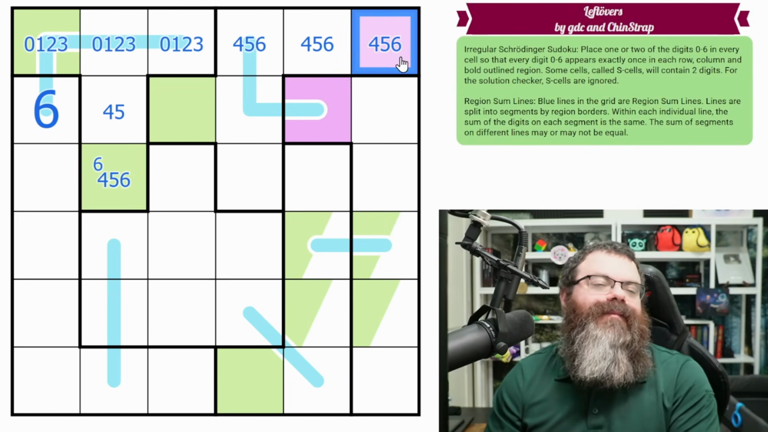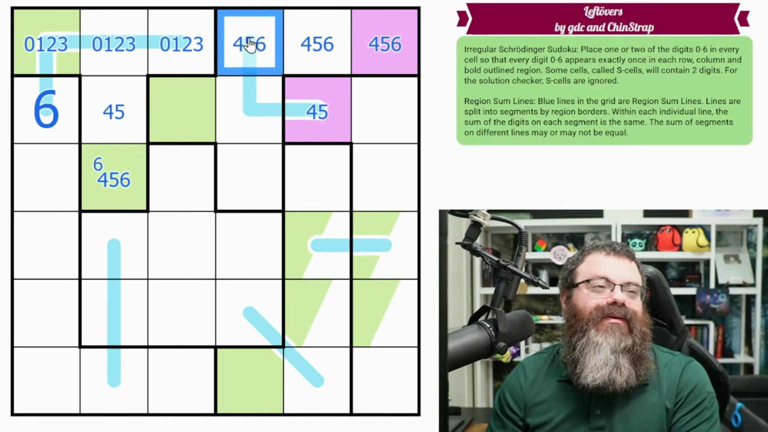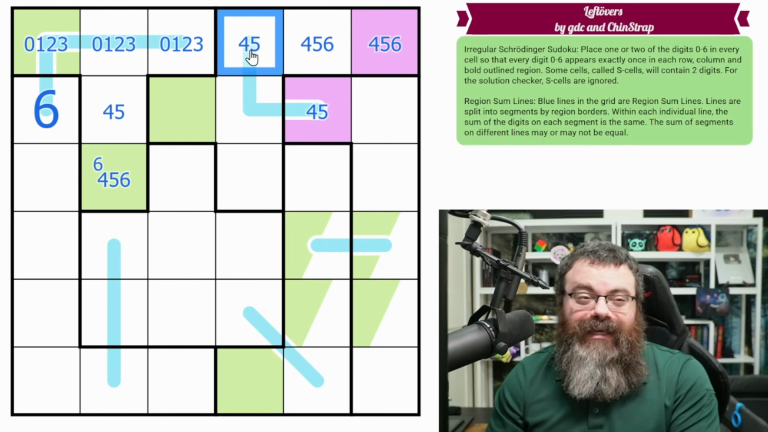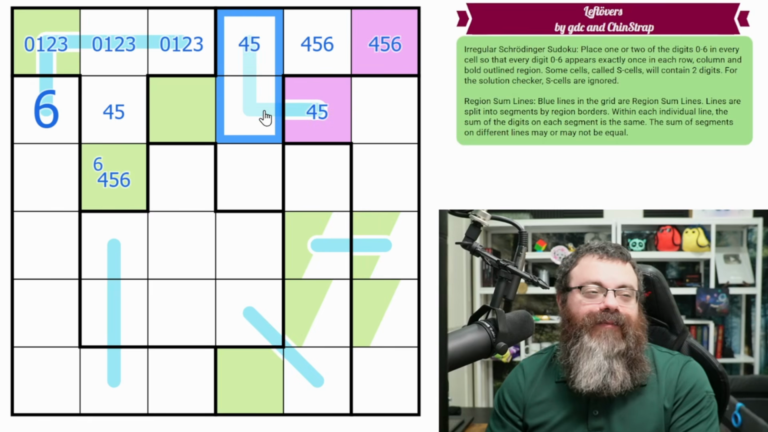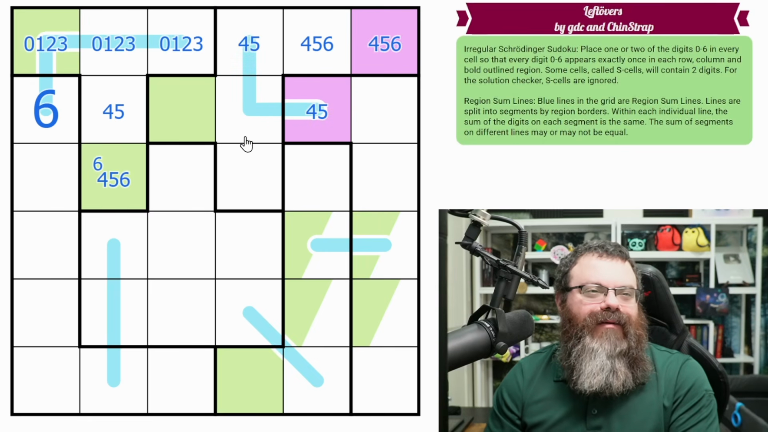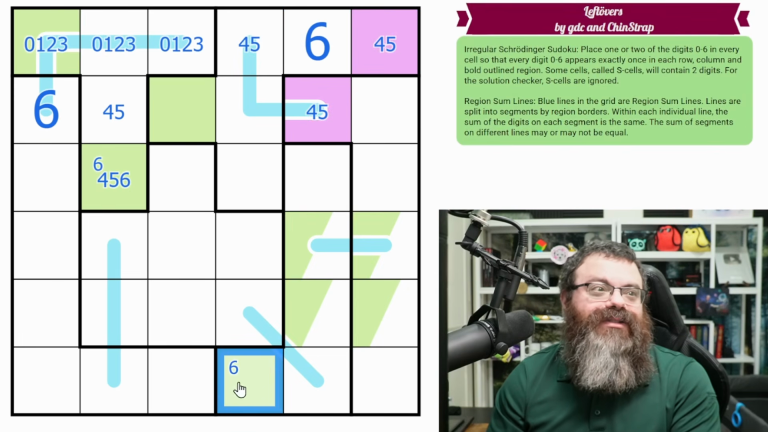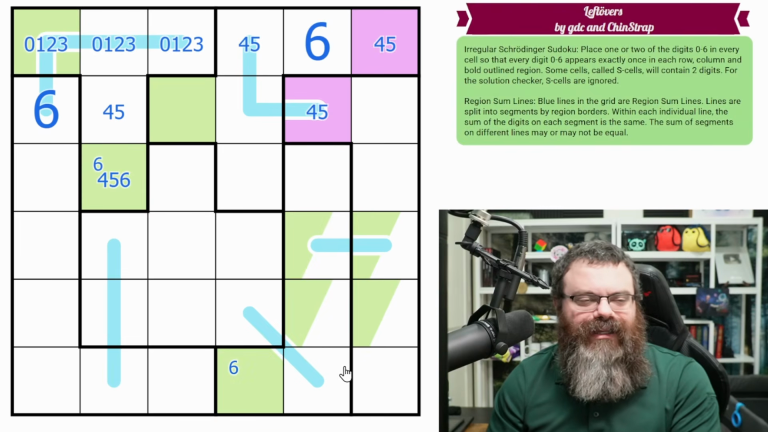I'll use purple for that, meaning this is a 4, 5, 6, but it's not 6. So this definitely can't be 6 because this is the sum of these two, which are not Schrodinger cells. And this is not Schrodinger. And so this is 4 or 5, meaning this is not. So that's our 6 here. Now this region needs a 6 in it. So this Schrodinger cell contains a 6 plus something else.